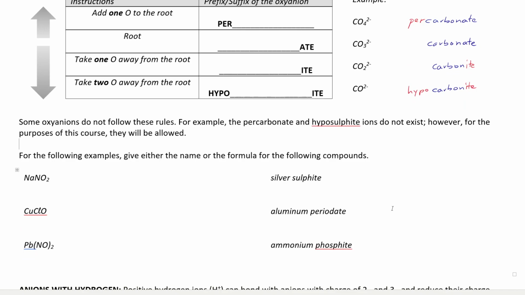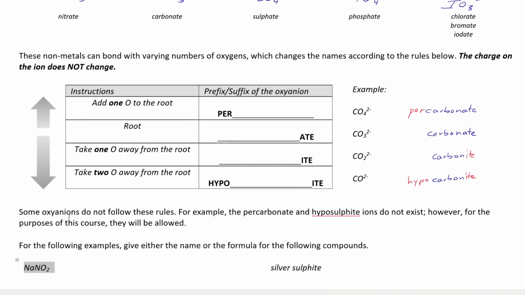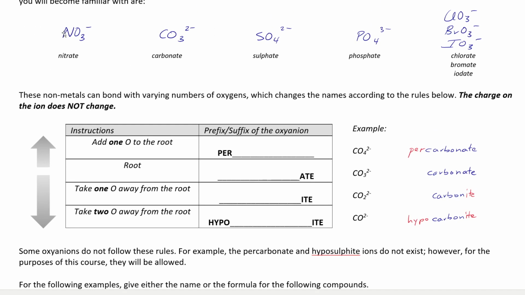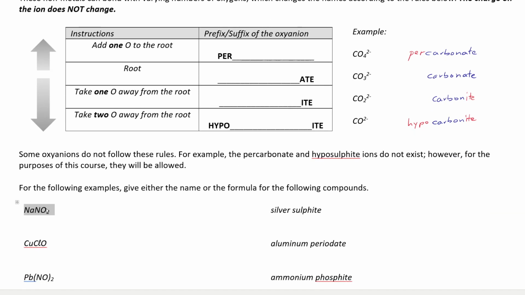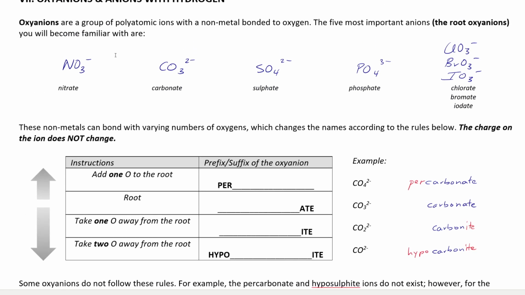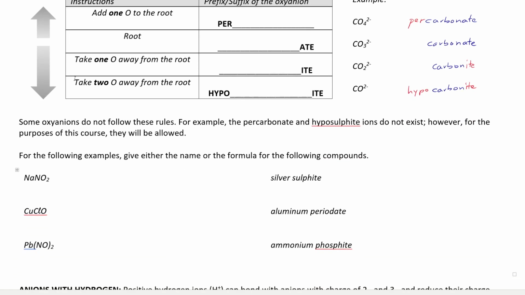So for the following examples, give either the name or the formula of the following compounds. So let's start with this one, NaNO2. So obviously the root here is the nitrate root, which is NO3-, but as you can see, I have 1 less oxygen than nitrate. So instead of writing nitrate, I should write nitrite. So the name of this compound will be sodium nitrite.